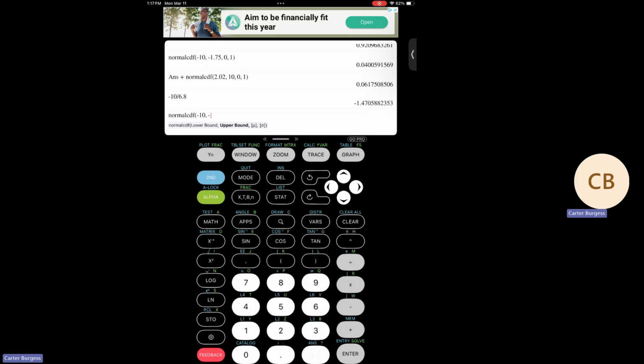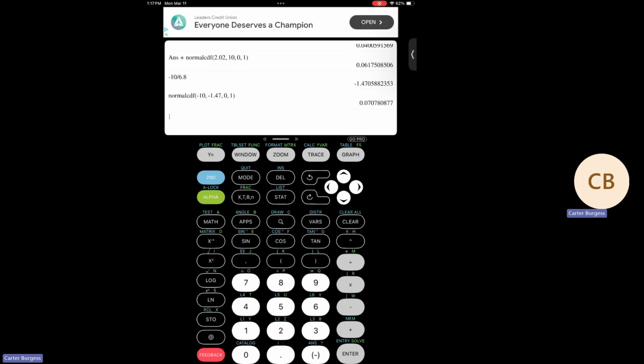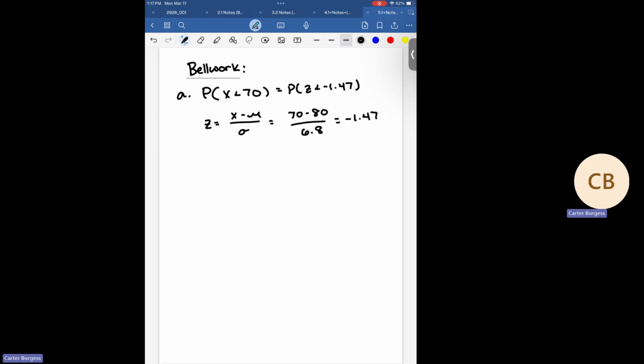We said that the z-score we want to go to is negative 1.47. What is our standardized mean? 0, and then the standardized standard deviation is 1. Yeah, very good. Which gives us an area of about 0.07078. So we'll call that probability equal to 0.0708.